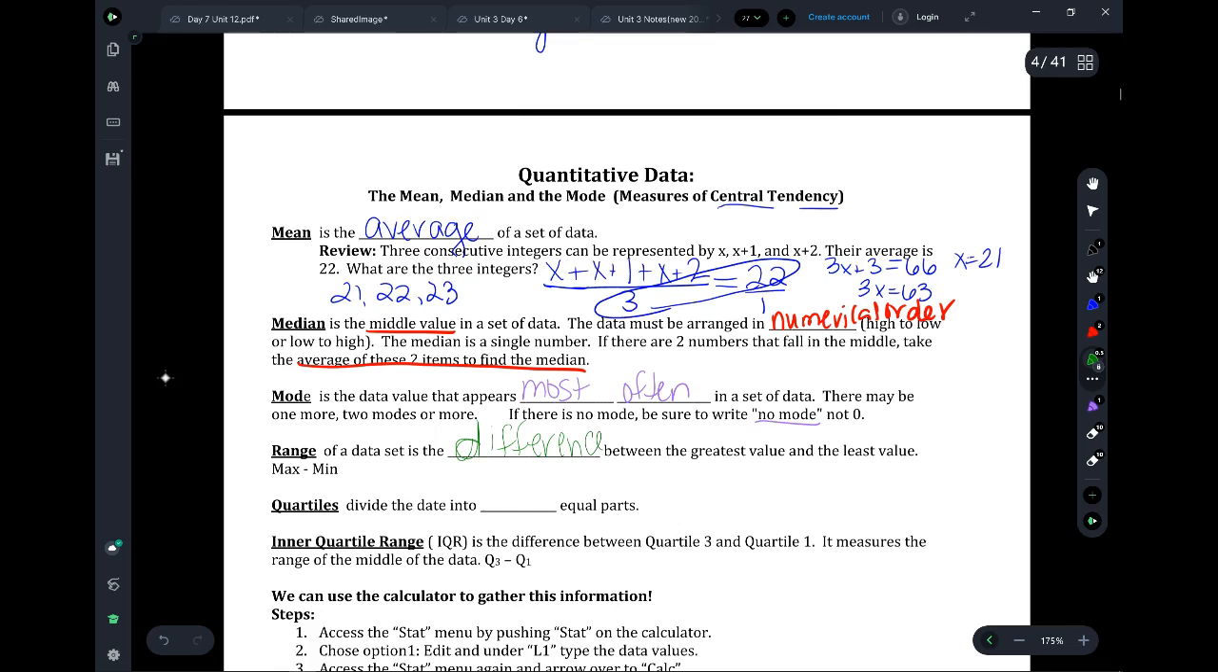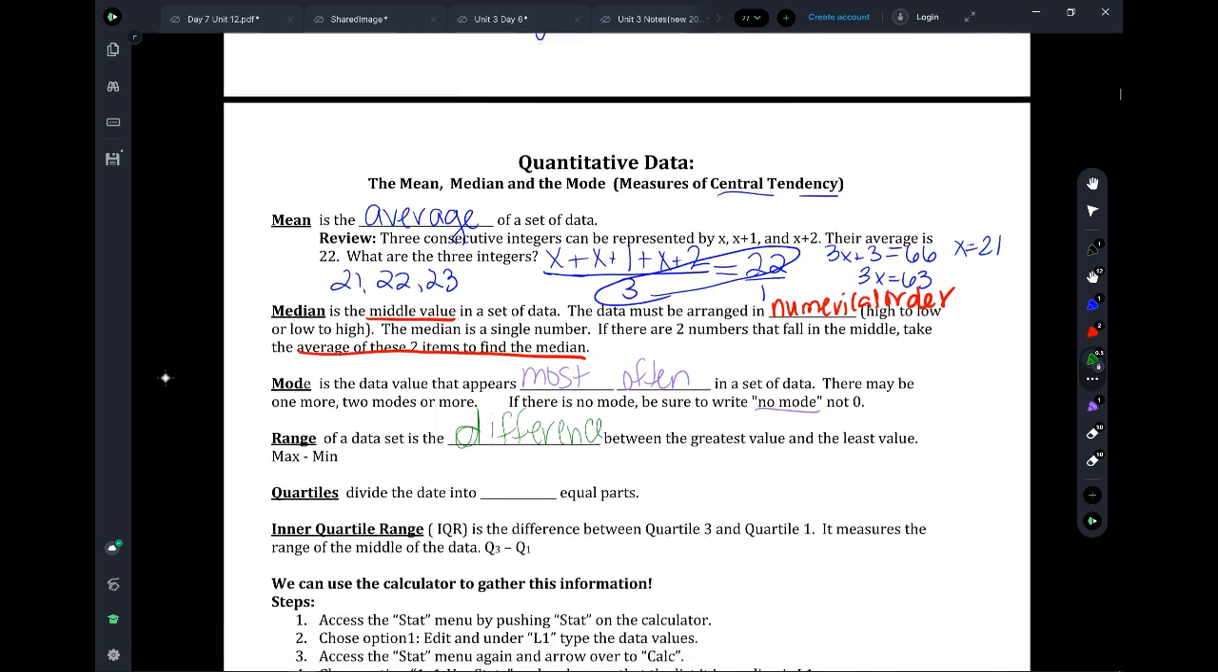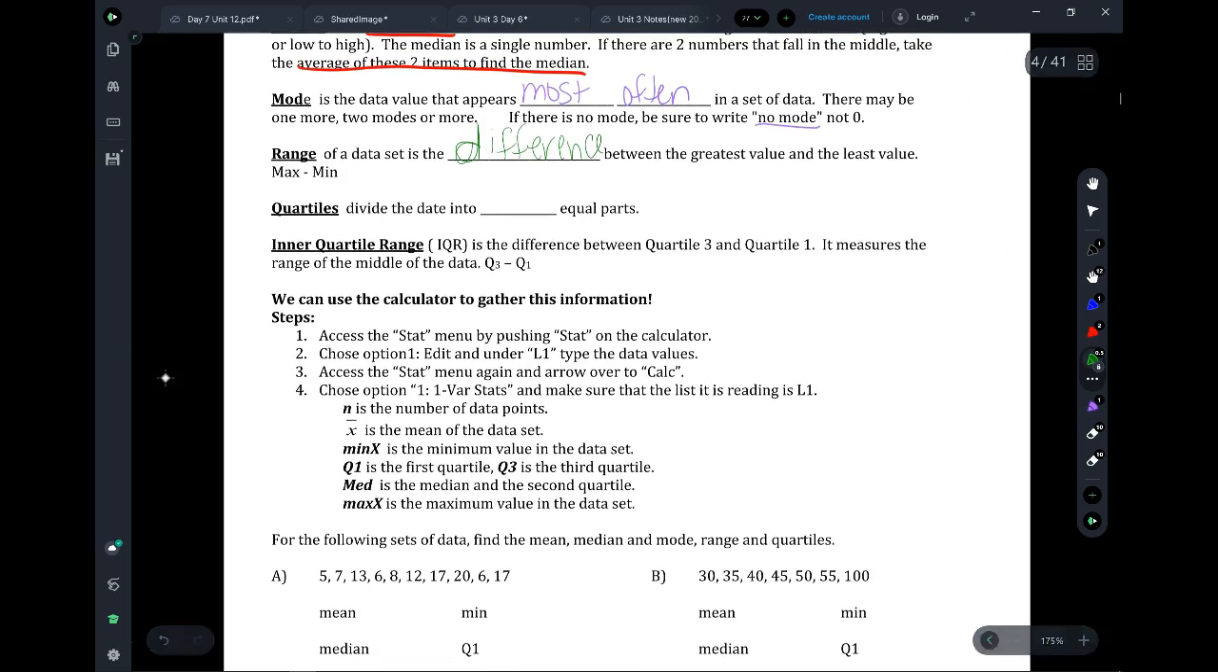That is the difference between the greatest and the least value in the data set. So the maximum minus the minimum. And then you might also remember this vocabulary word, the quartiles. Quartiles have a nice root word in there, like quart, so it's going to divide the data into 4 equal parts, which we'll see a little bit more about tomorrow.